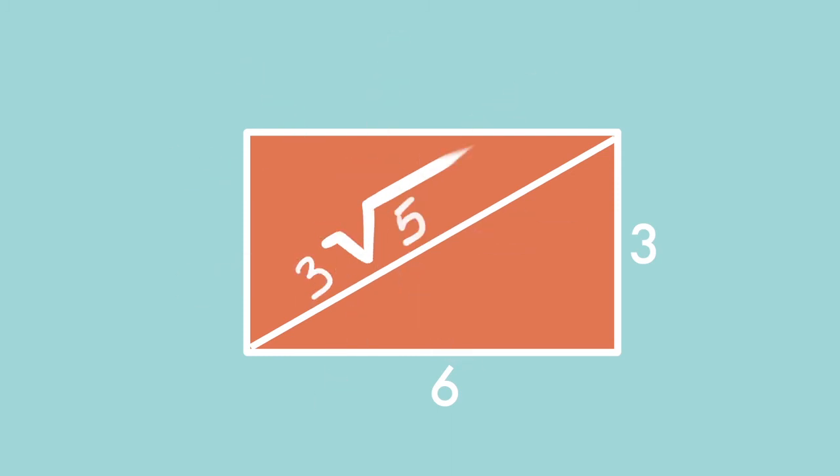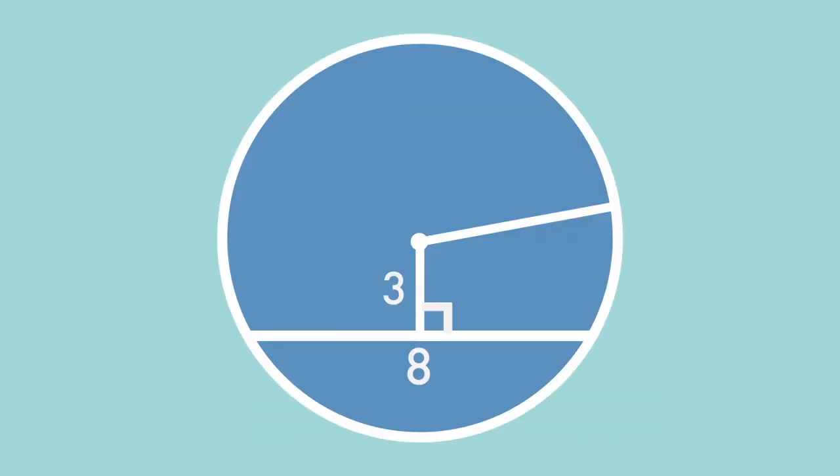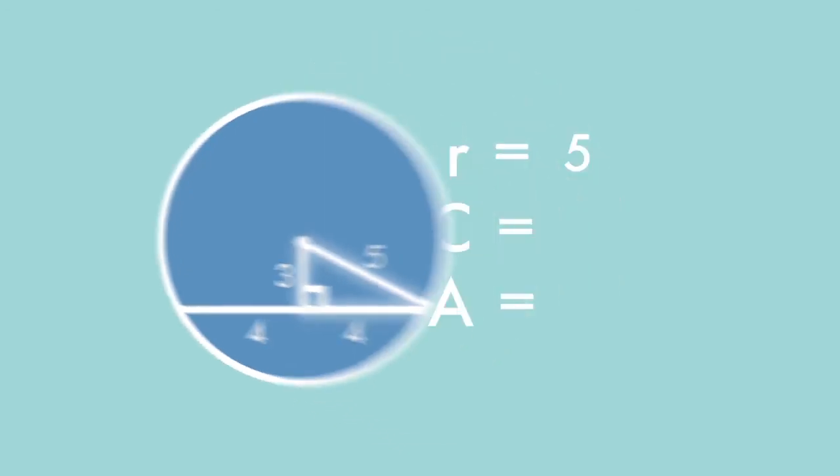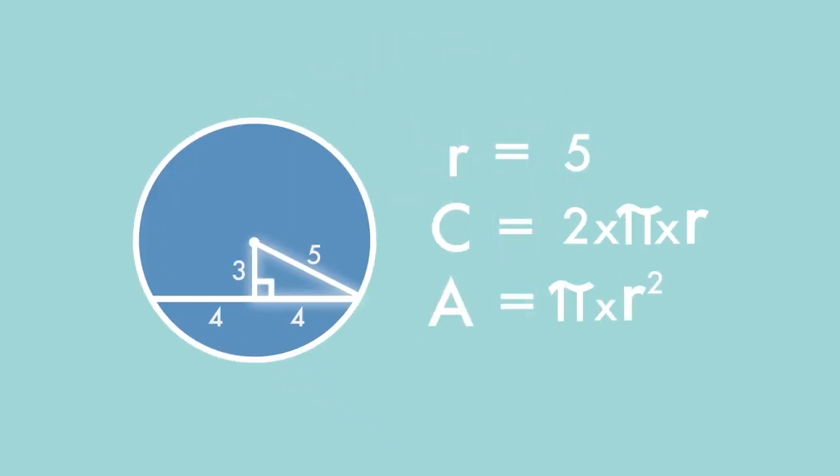The right triangle may be embedded in a circle, where you'll need to rotate the radius to form a right triangle. The chord length splits in two, and voila! A 3, 4, 5 right triangle appears. Or, if asked, you can easily find the circumference or the area.